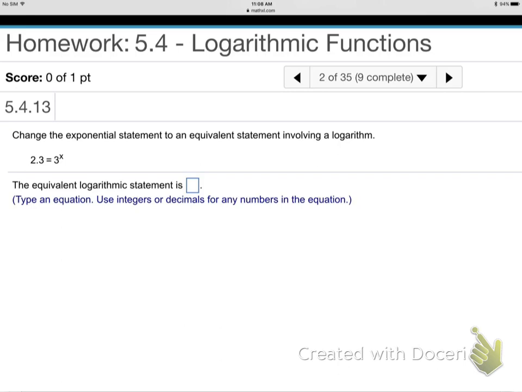So, all right, let's keep going. So 5.4, we've got to get done today and tomorrow. It's a big, bad section. So the first thing we're doing is how to change between the two languages, power language called exponential and log language. It's like saying 1 and uno, right? Same number, two different languages.